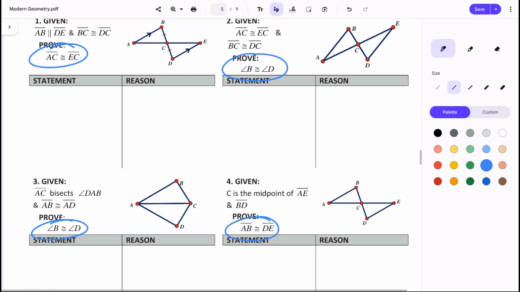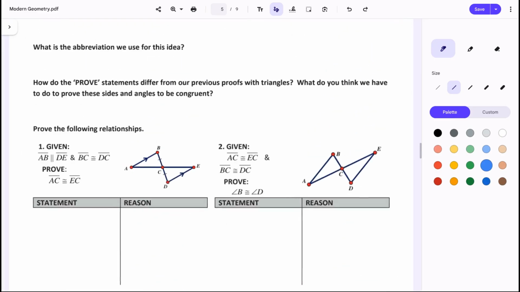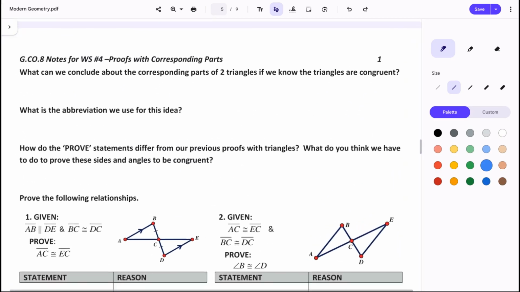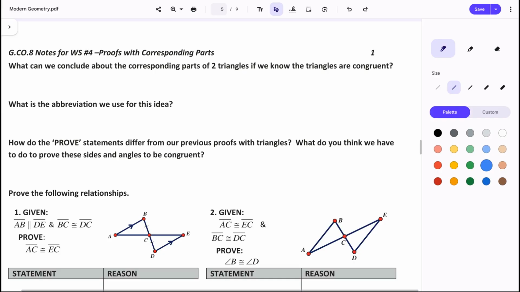Okay, so our proof statements look a little bit different because so far we've only seen the ones where they all said like triangle this is congruent to triangle this. Okay, so let's talk about why these are different and how we handle this. At the very top of your page, they're not numbered, but it says, what can we conclude about the corresponding parts of two triangles if we know that the triangles are congruent?